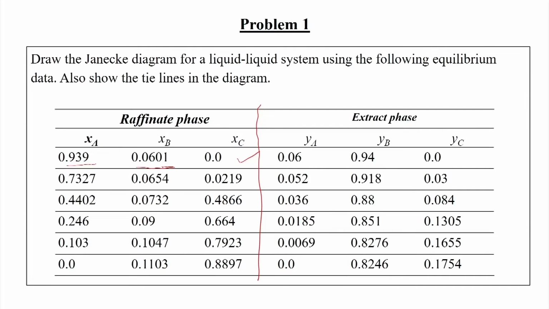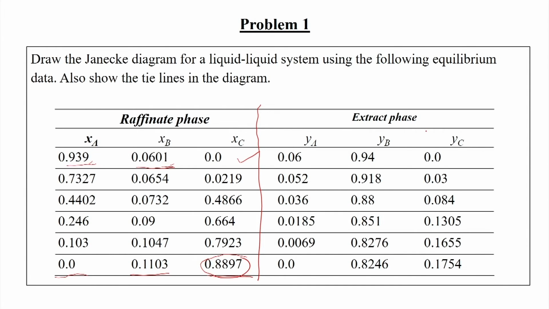Like this, x a is going on decreasing slowly, and somewhere no extracting solvent is present, where x b is there, and the x c value means the solute contribution is maximum in the raffinate arm, where 0.8897 is there. So, if we add all this, we will be getting 1.